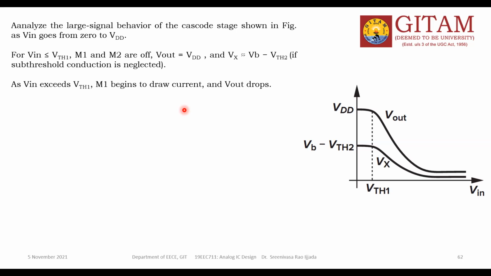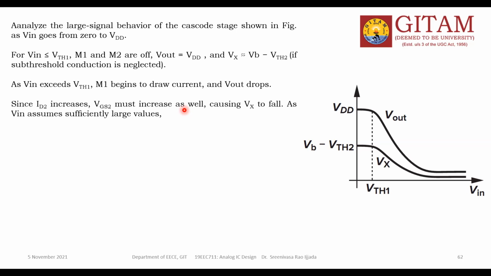Suppose when your input voltage exceeds VTH1, M1 begins to turn on and makes the voltage drop across RD, which makes the output voltage fall and Vx also fall. Both are falling. Since ID increases, VGS2 must increase as well, causing Vx to fall.